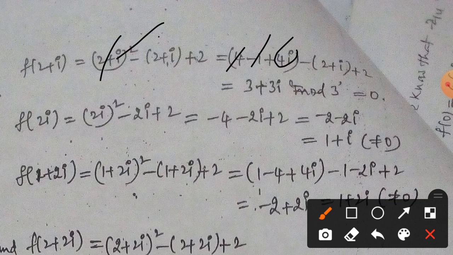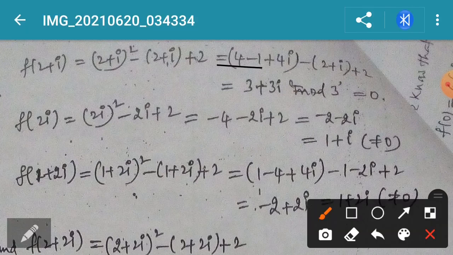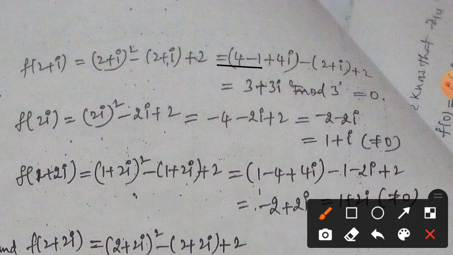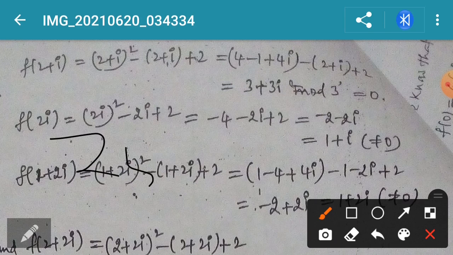Okay, minus 2 minus i plus 2. We get 4 minus 1, 3, plus 3, minus 2 plus 2 cancel. Okay, plus 3, 4i minus i, plus 3i. 3 plus 3i.